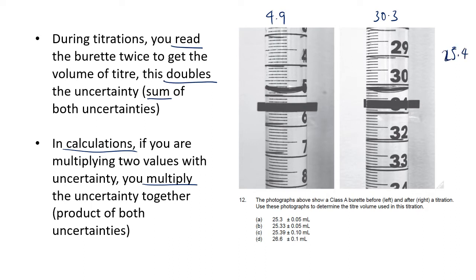Okay, now each of those is plus or minus 0.05. That means that in total, you've got plus or minus 0.1. So looking at the possible answers, this one actually is the only one that is A, close to the value, and B, has the right plus or minus uncertainty. Okay, so that's just an example of a question.